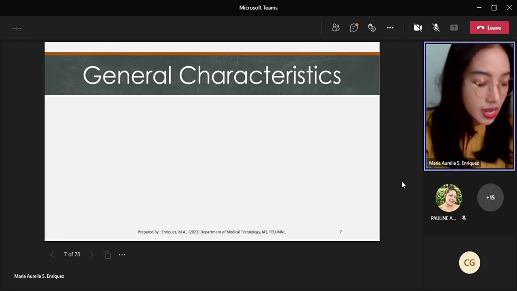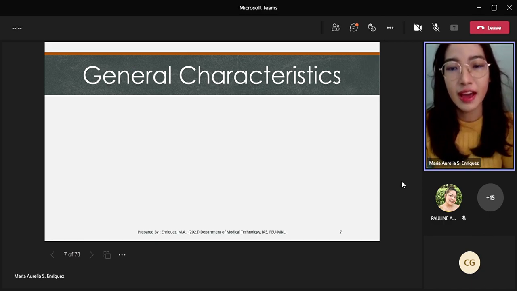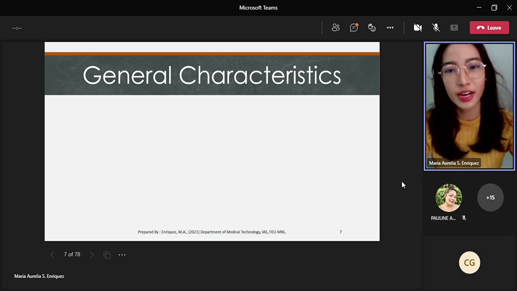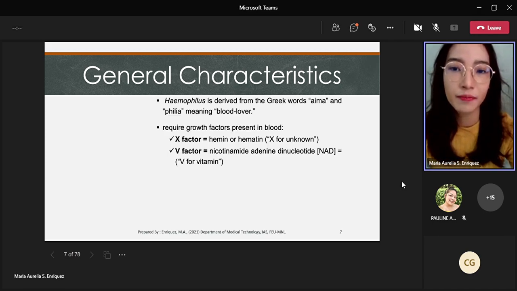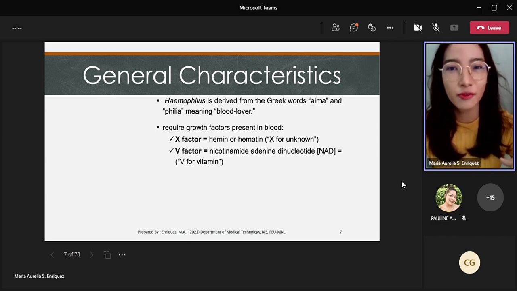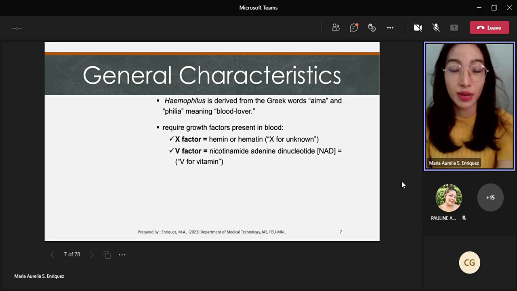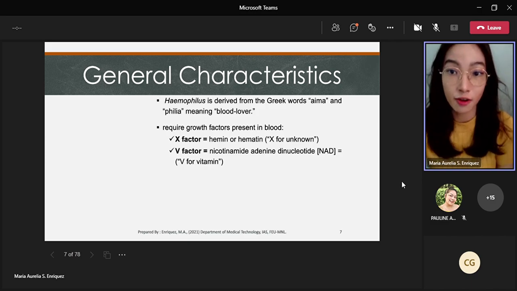All right, so now that we know how to classify Haemophilus, or since we now know that Haemophilus species are classified as fastidious organisms, ano-ano po yung mga growth factors na nire-require nila. Alright, so their genus name, Haemophilus, was derived from the Greek words haima, meaning blood, and philia, or loving, which would directly translate to blood lover, which makes perfect sense considering that they require nutrients that are present in the blood for them to grow.